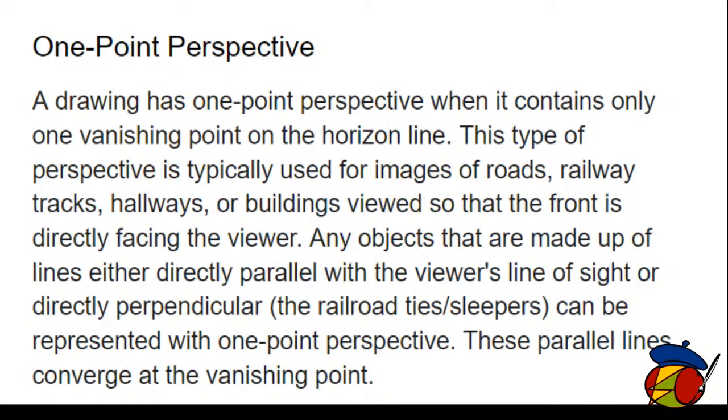Railway tracks, hallways, or buildings viewed so that the front is directly facing the viewer. Any objects made up of lines either directly parallel with the viewer's line of sight or directly perpendicular, like the railroad ties or sleepers, can be represented with one point perspective, and I'll show you how to do those later. These parallel lines converge at the vanishing point.